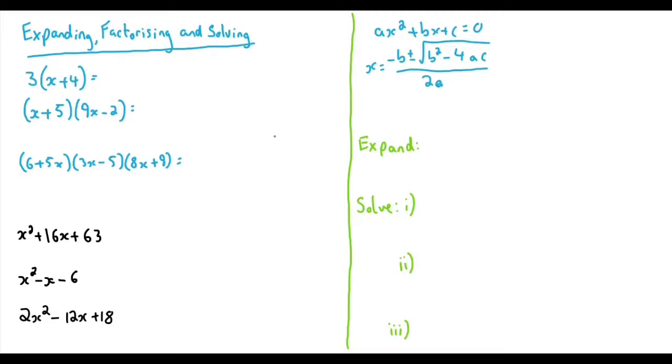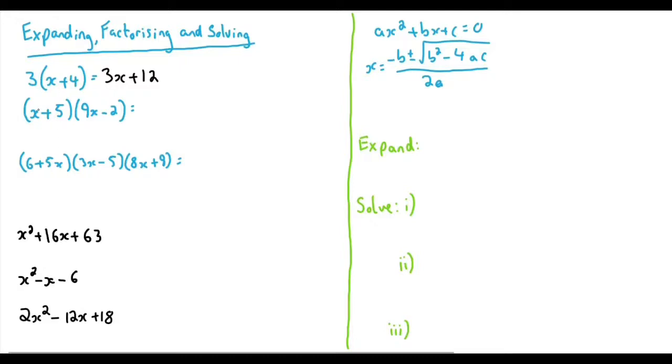Starting with the expanding, if say we started with a bracket like this and you just had a single term on the outside, all you would do is take this term on the outside and multiply each term inside the bracket by it. So here for 3, then brackets x plus 4, that'll be 3 times x is 3x, and 3 times 4 will be 12, so 3x plus 12.